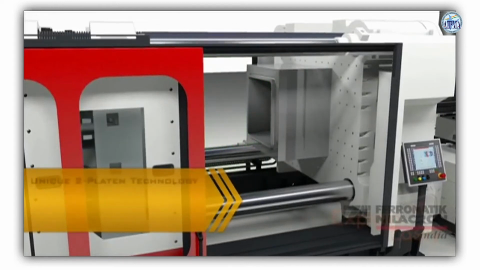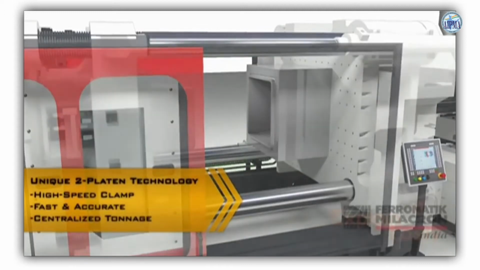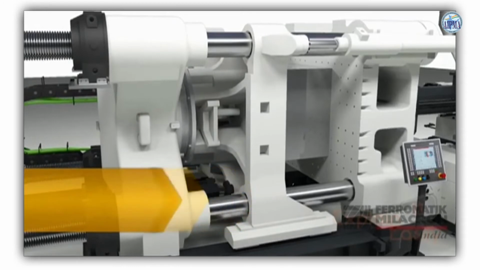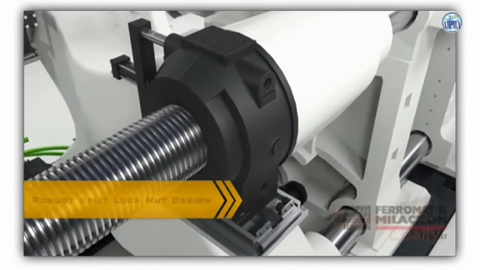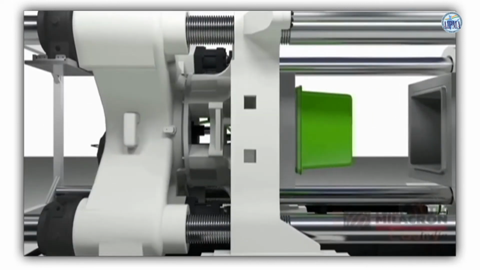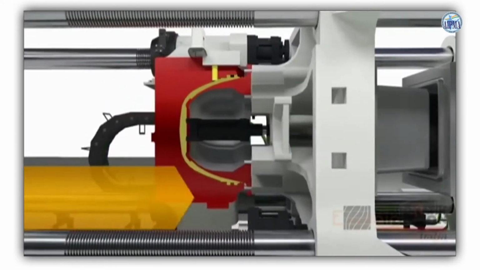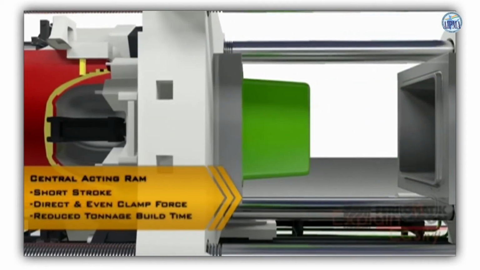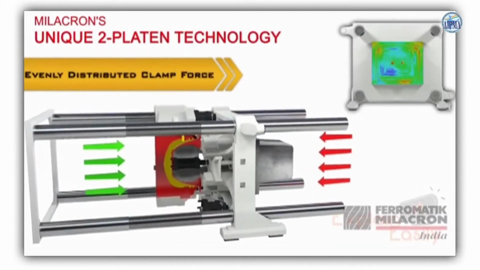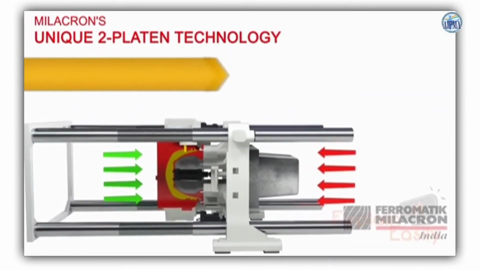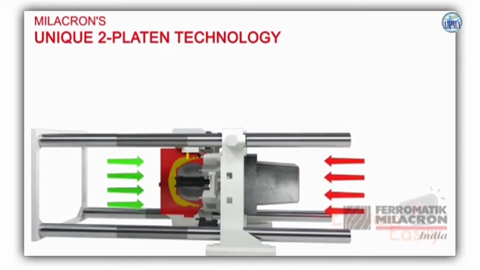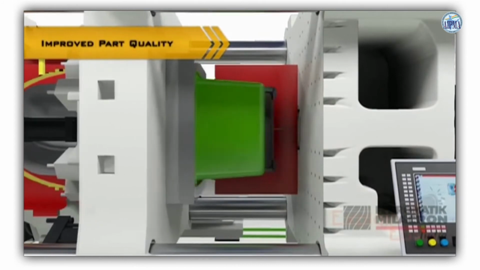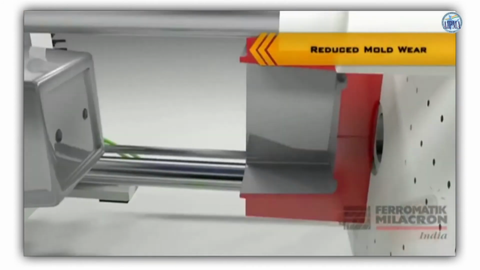It is a unique two-platen technology. Benefits are high-speed clamp, fast and accurate, centralized tonnage. Robust split lock design, central acting ram, short stroke ram and direct even clamp force help in reducing tonnage build time, evenly distributed clamp force, zero platen deflection, improved part quality and reduced mold wear.